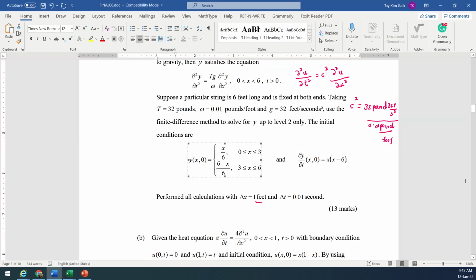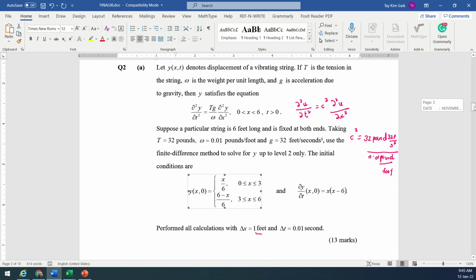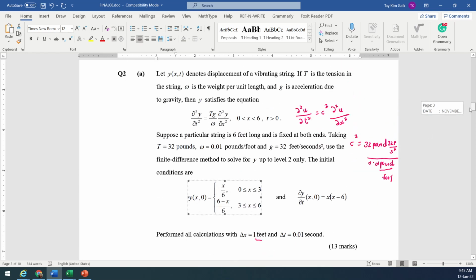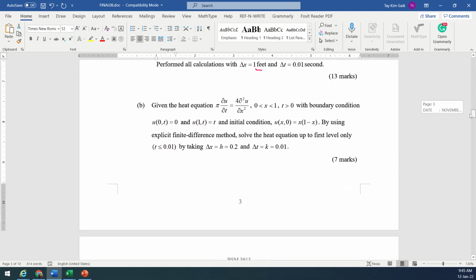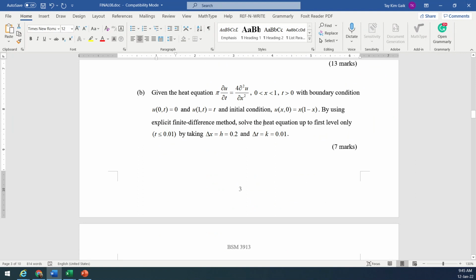This is question 2a, the wave equation here. Because there's no scheme to check. Any questions on the wave equation? You can see question 2 consists of the wave equation, and then you have a heat equation. So this is to solve the heat equation up to the first level only, using the explicit finite difference method.